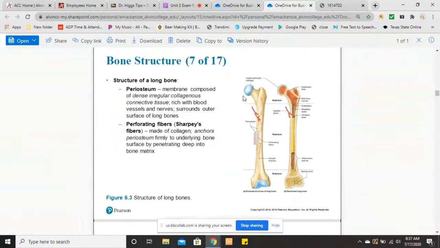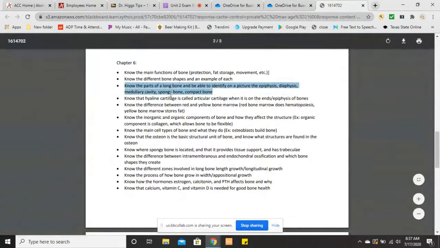Remember, the middle is called the diaphysis. The ends are called the epiphysis. Remember, when you crack it open, the diaphysis is hollowed out. It has a medullary cavity, but it's not empty. You can see in the picture, you have yellow bone marrow there. All right, so just review your long bone anatomy.